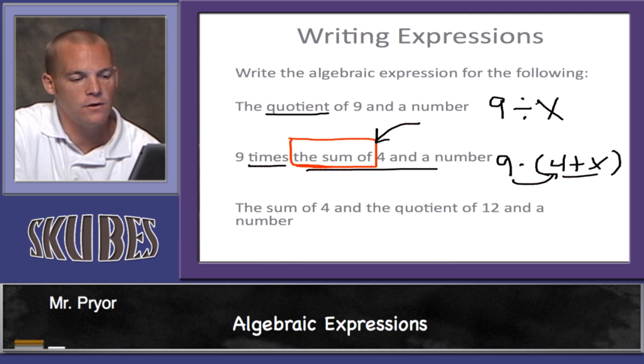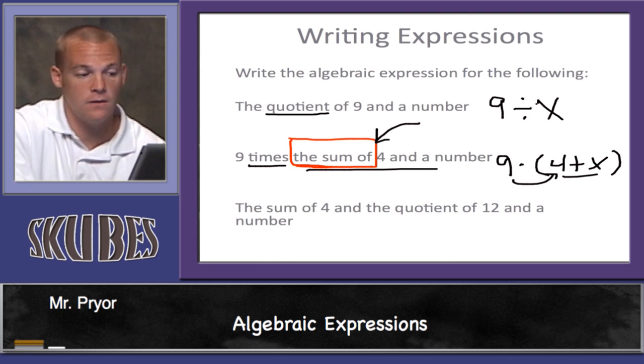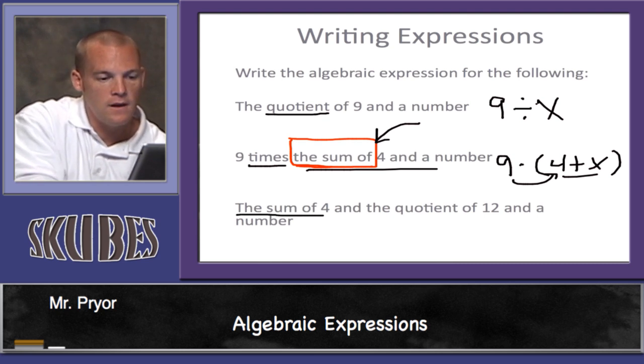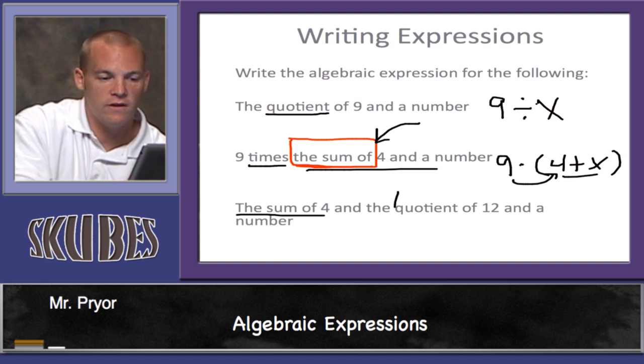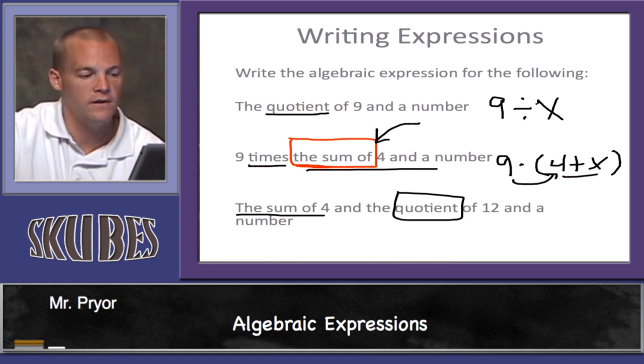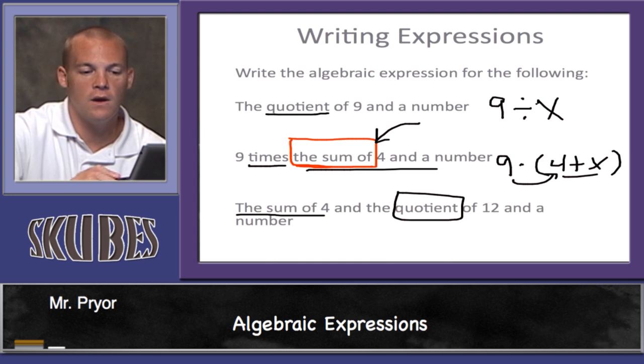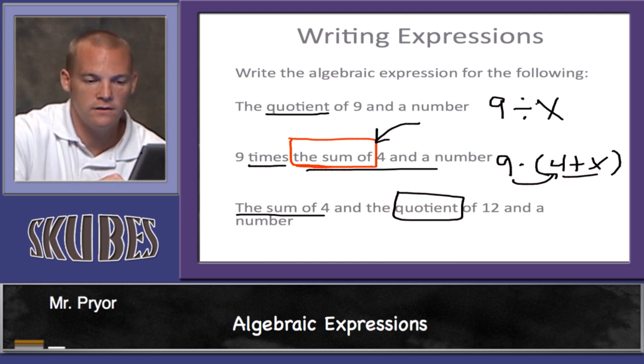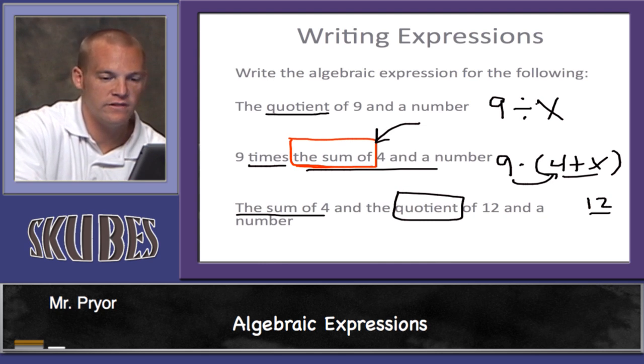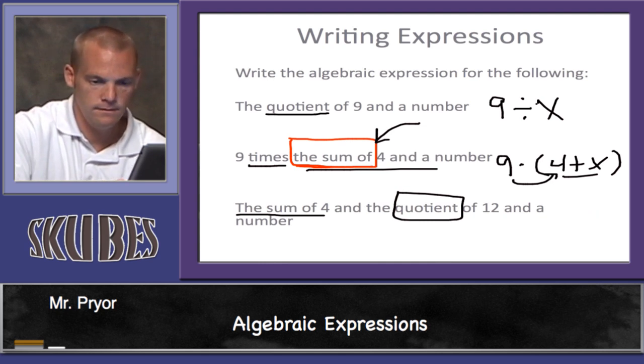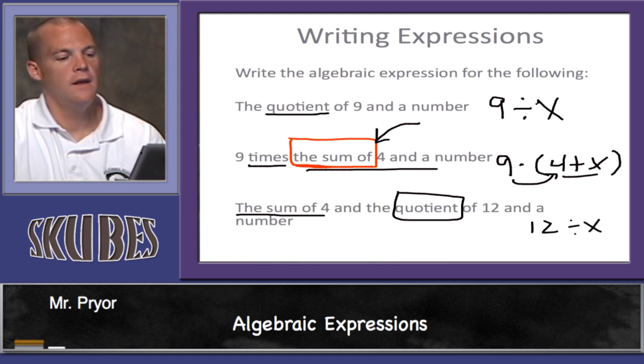All right, the sum of 4 and the quotient of 12 and a number. So again, we're seeing the sum of 4 and the quotient, here's your other term, the quotient of 12 and a number. So the quotient of 12 and a number would be 12 divided by x, or let me write it with the division sign instead. 12 divided by x.